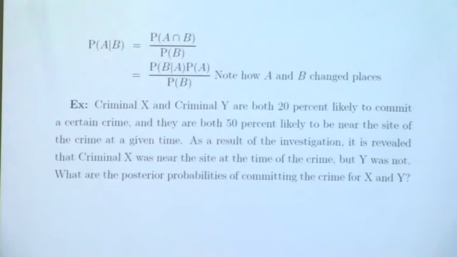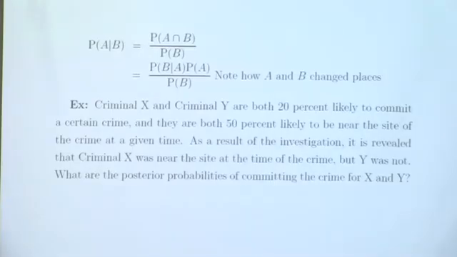Well, here's an example. There are two known criminals in, let's say, the police database. A certain crime has been committed. There are two criminals that are being suspected of this crime. They are both a priori believed to be 20% likely to commit this crime. 1/5 probability is the best guess we have for each of these two criminals committing this crime. And in the absence of any evidence, they are 50% likely to be near the site of the crime at any given time.